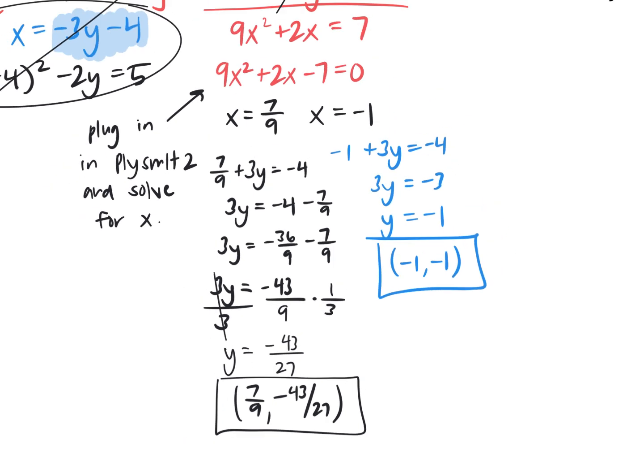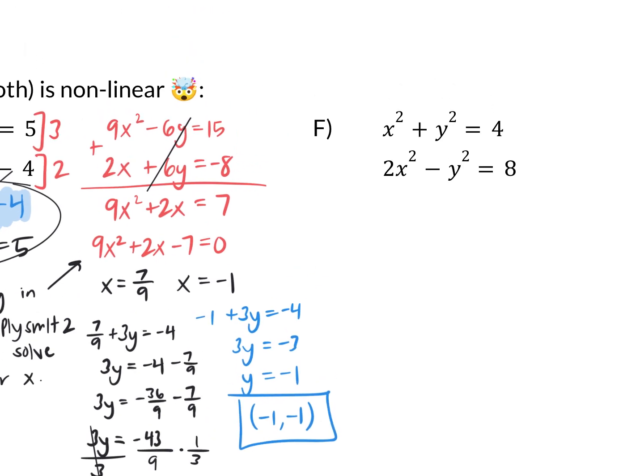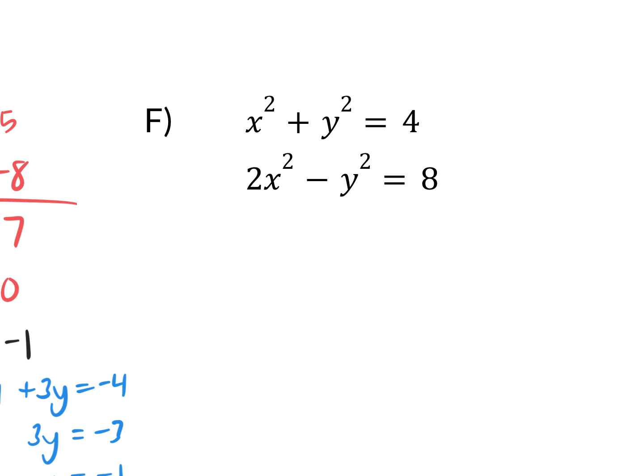This next one has all 4 quadratic terms. I've got x squared, y squared, and 2x squared, and y squared in the second equation. However, if I look at these 2 equations, what could I do? I could just start to get rid of them, right? Because look at my y's. Those are opposites of each other, right?